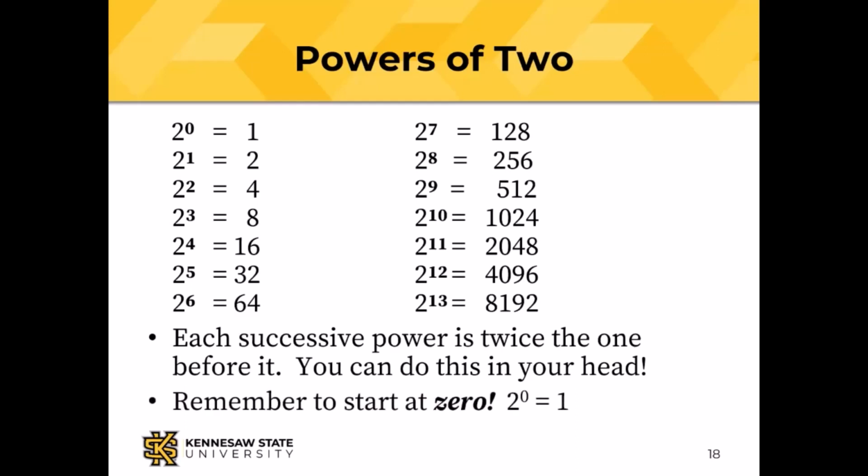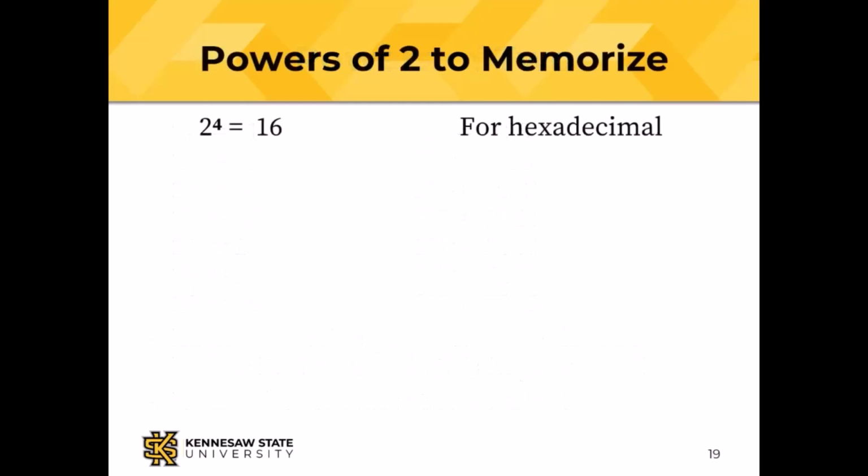All right, some powers of 2 to memorize. 2 to the 4th is 16. We're going to see hexadecimal numbers on Tuesday. 2 to the 8th, 256. 1 byte, 8 bits, 1 octet, can have 256 different values, 0 to 255.